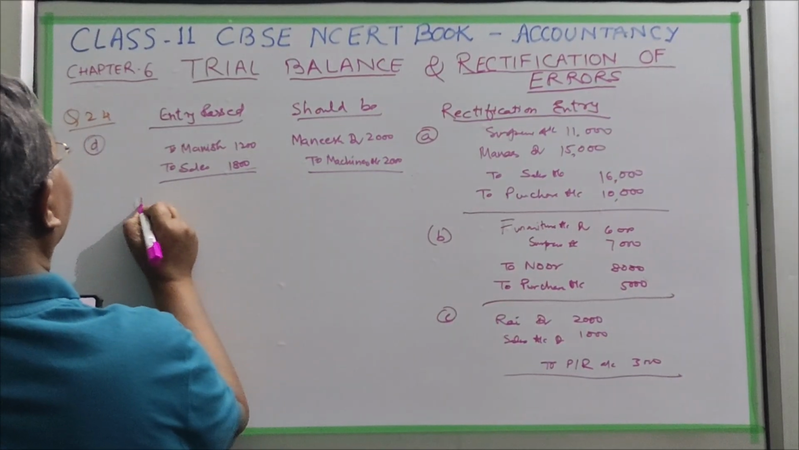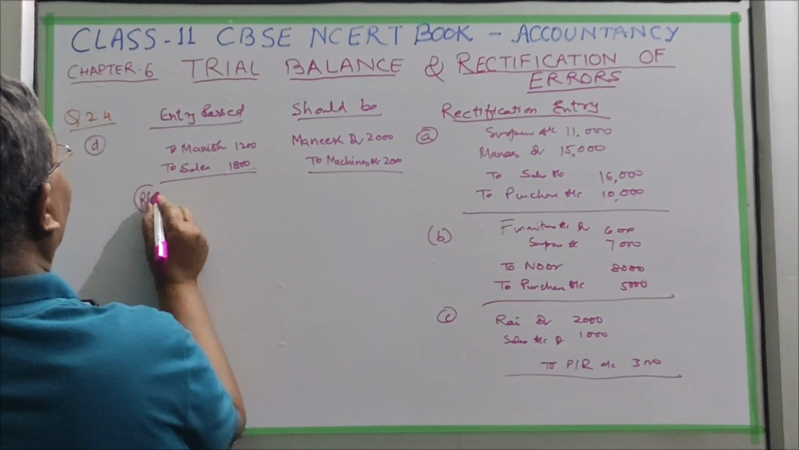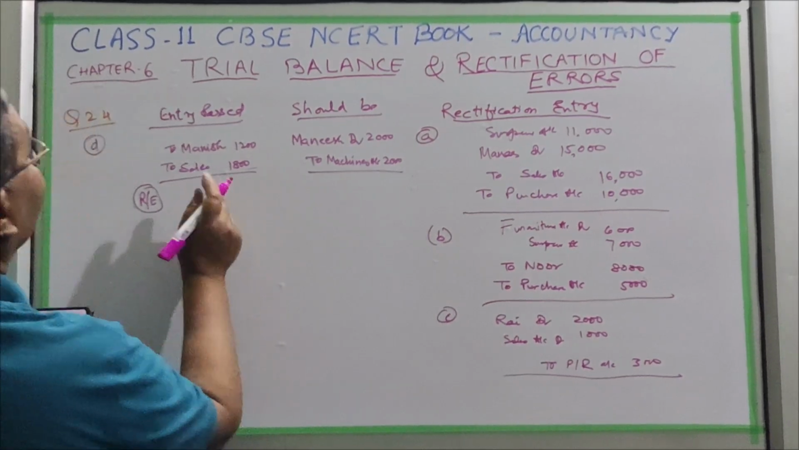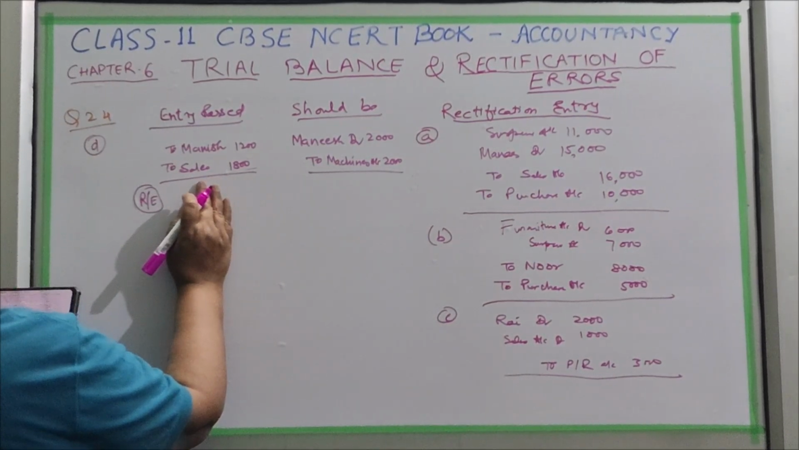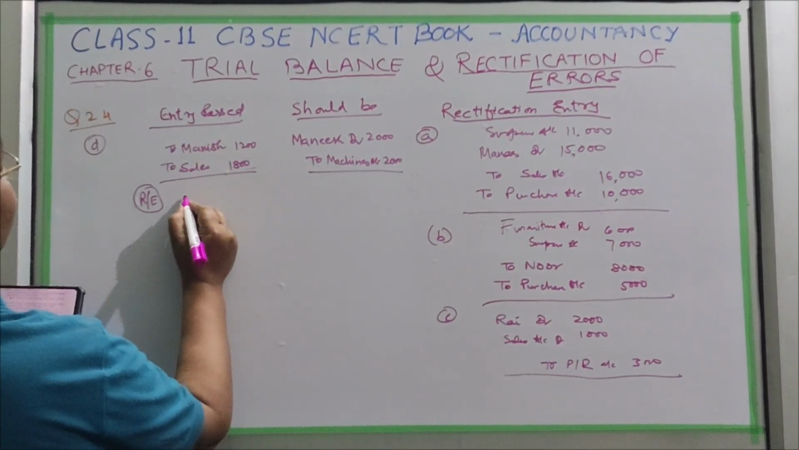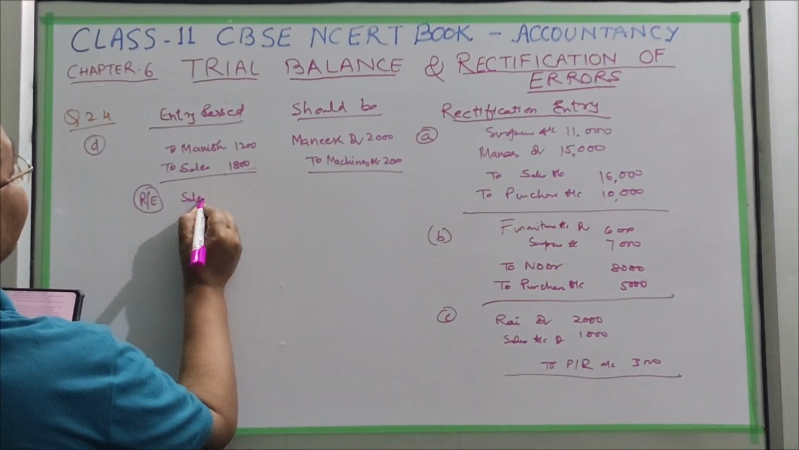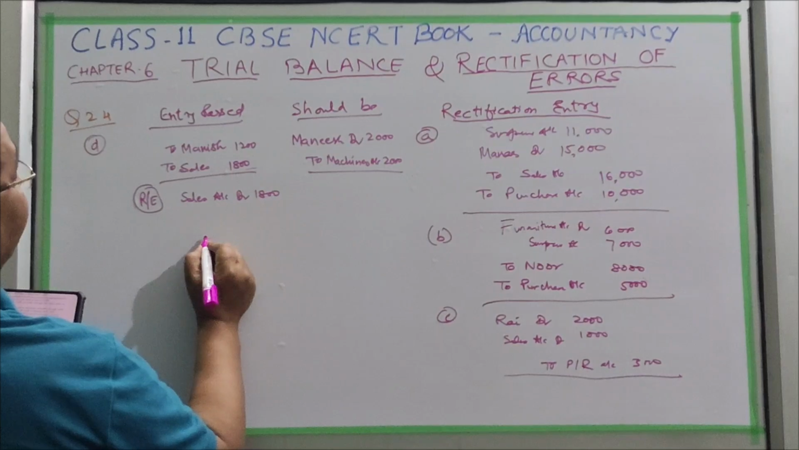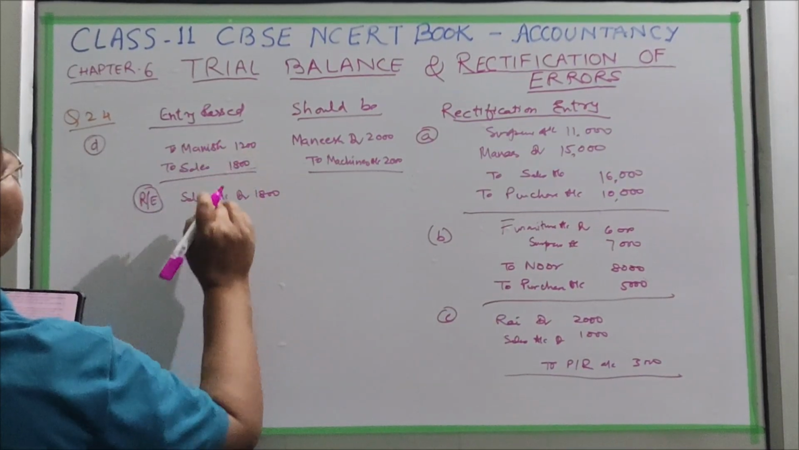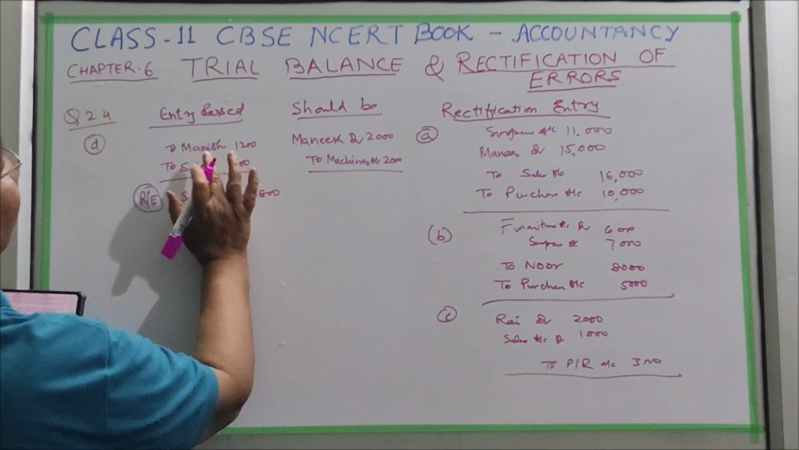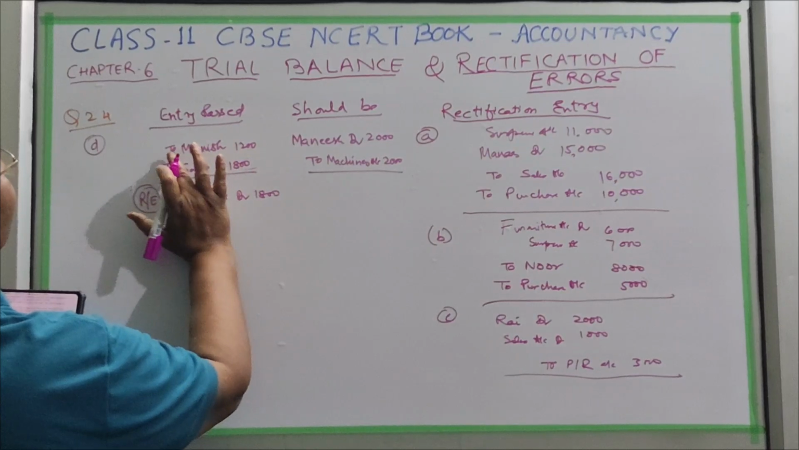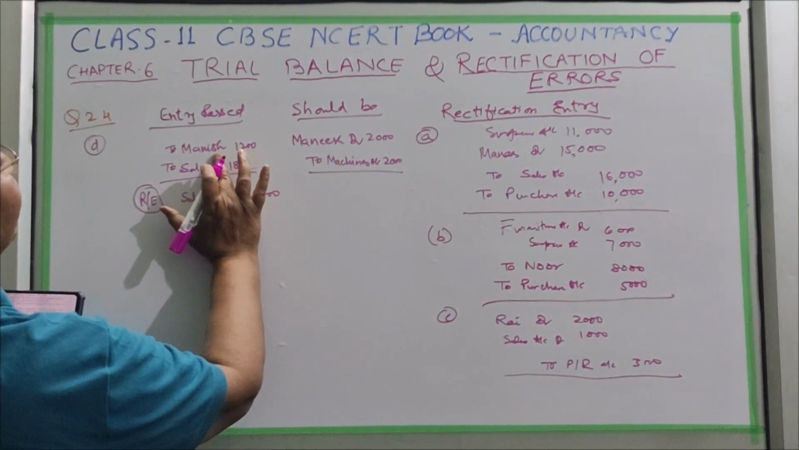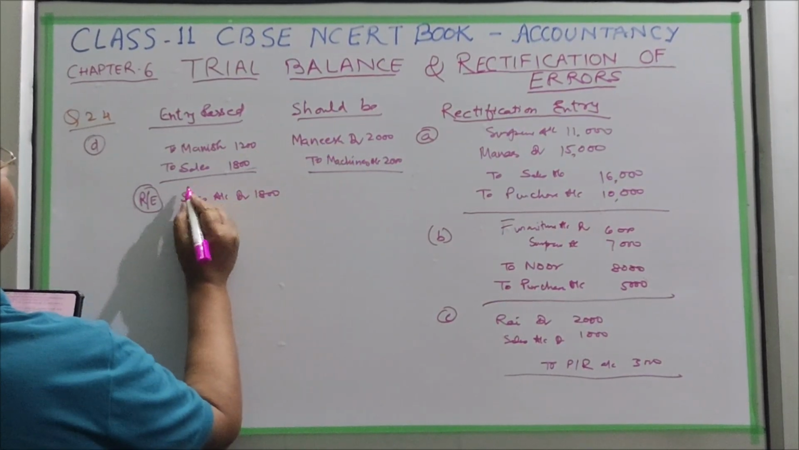For rectification entry, what will be? What will be the rectification entry? This is wrong entries. So this you have to reverse. Means sales account you have to debit. Sales account debit 1800. Manish account you have to credit. You have to debit. Manish also credited. So Manish you have to make a debit and this debit. So Manish debit.